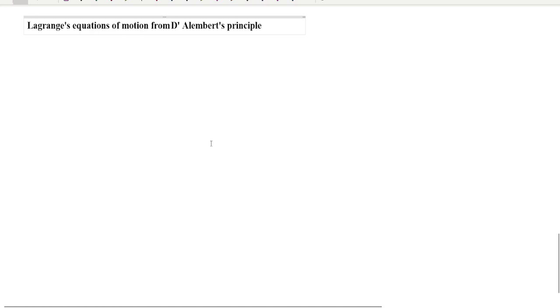Hello, today we are going to discuss Lagrange's equation of motion from D'Alembert's principle. We can derive the Lagrangian equation in two ways. One is D'Alembert's principle, another one is the principle of least action. First, we are going to derive the Lagrangian equation of motion from D'Alembert's principle.